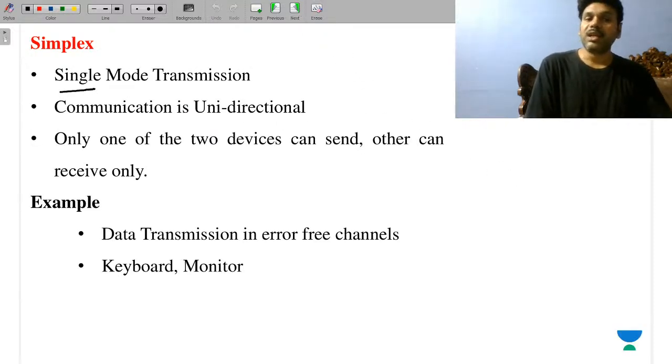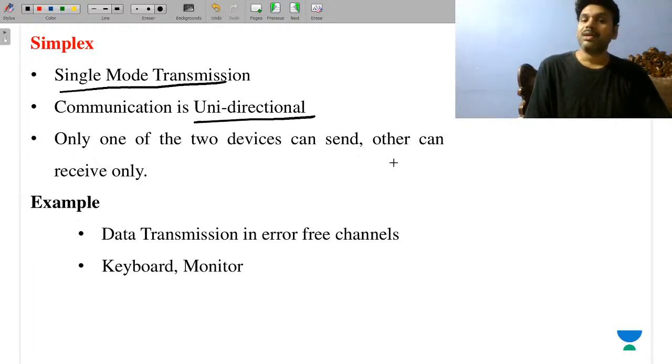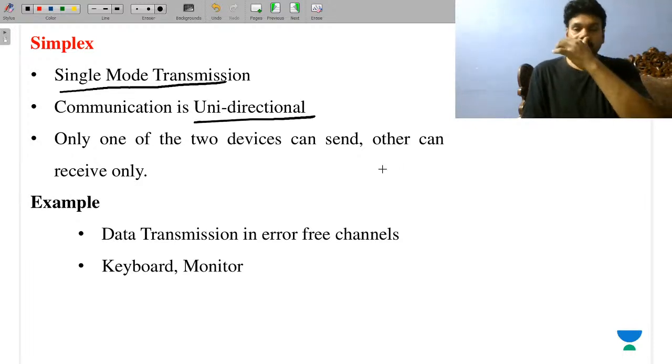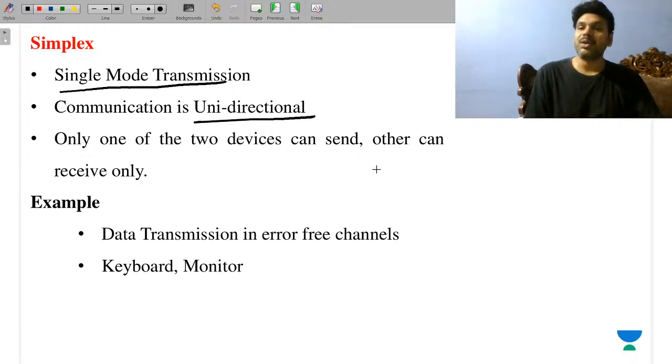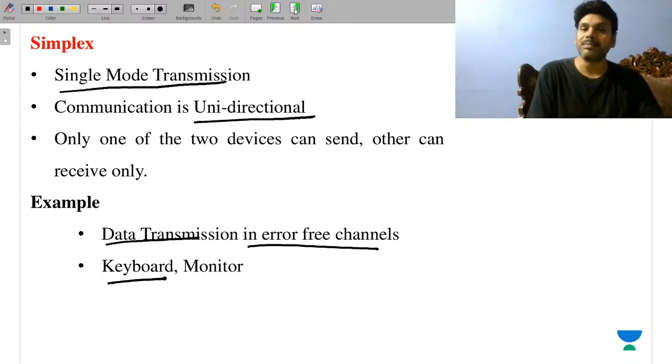Simplex is a single mode communication. Communication is unidirectional. Among the two nodes, only one node is able to send always, and the other node is always receiving. Okay, friends. For example, if one is always broadcasting the data to the other party, then you can call the other party the receiver, and myself the sender. Data transmission you can do in error-free channels, and the keyboard is also one real-time example.